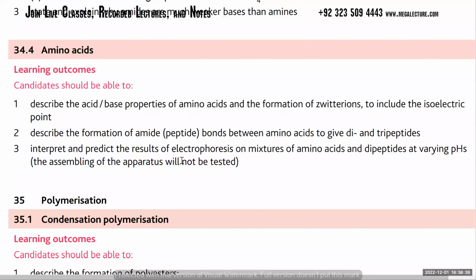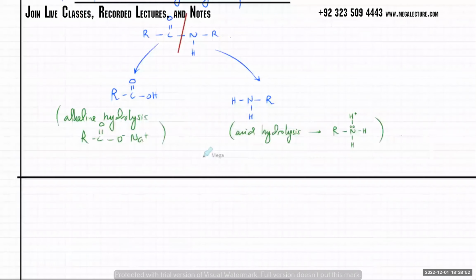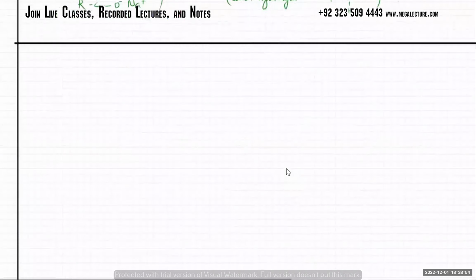Yes. Okay, next: amino acids, zwitterions, isoelectric point, formation of a tripeptide. In this we'll probably do electrophoresis as well, although that's an analytical technique, but we'll probably do it right now. Okay, what's an amino acid?